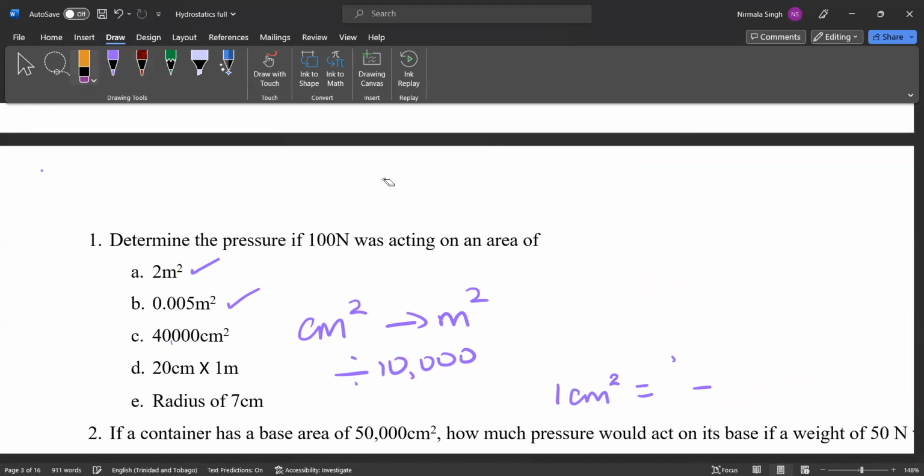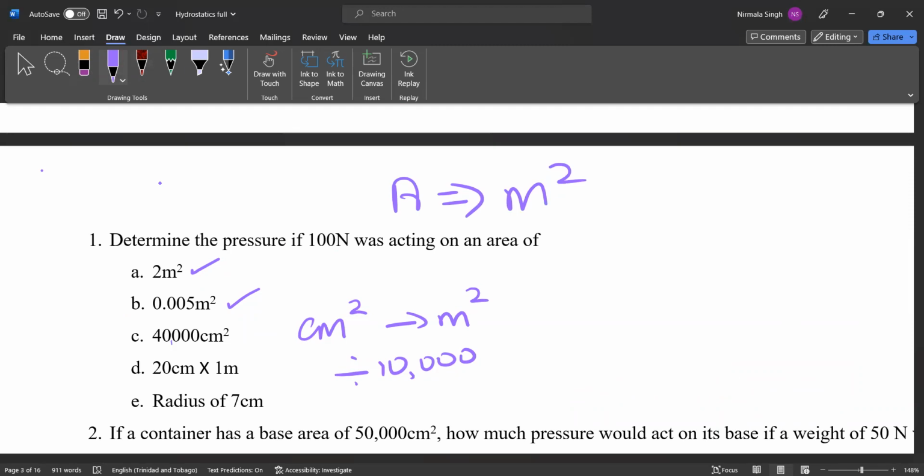Right? It should be in your notes from term one. But that's for quick reference when you're doing this, going to try these questions. So I have here 40,000. You have to convert them to meters. Area must be in meters squared. D, 20 cm by 1 meter.